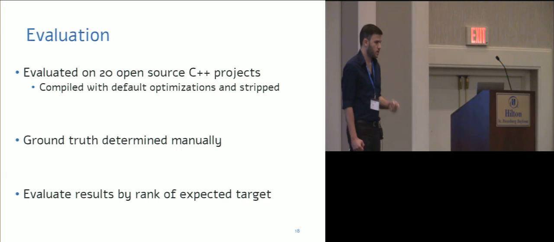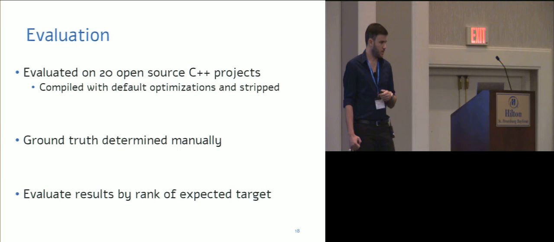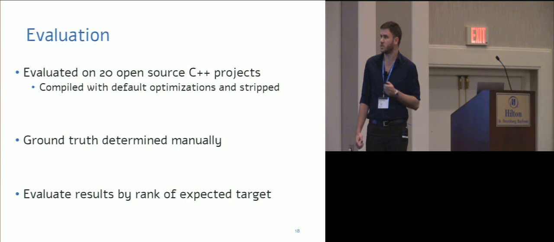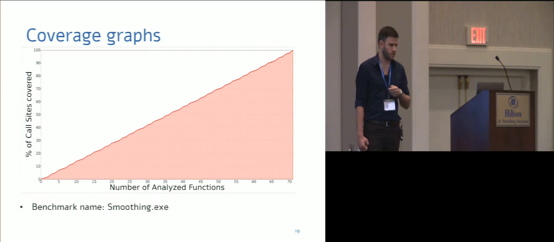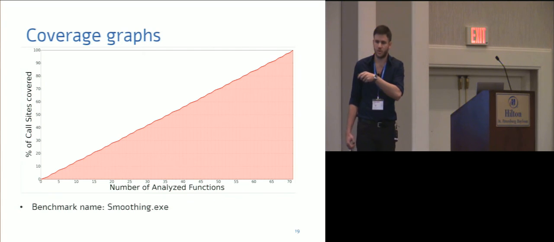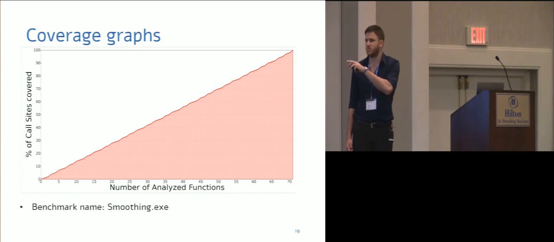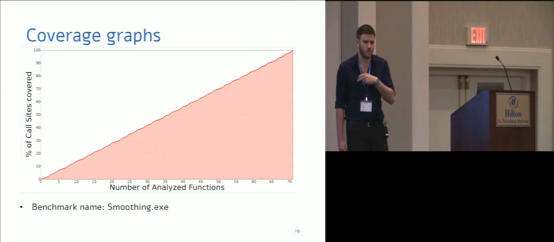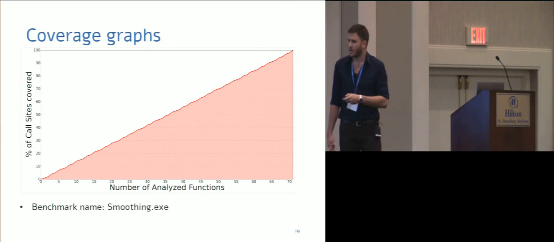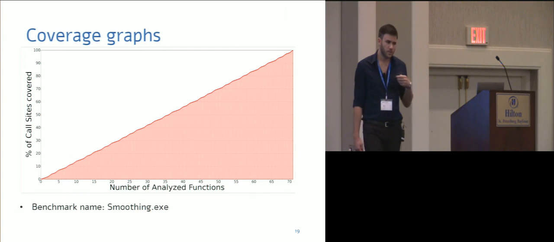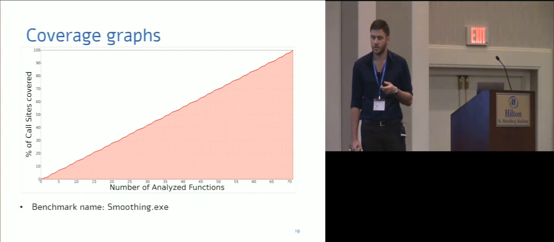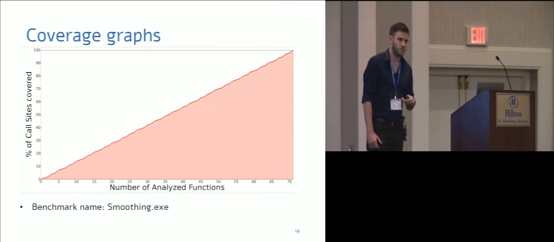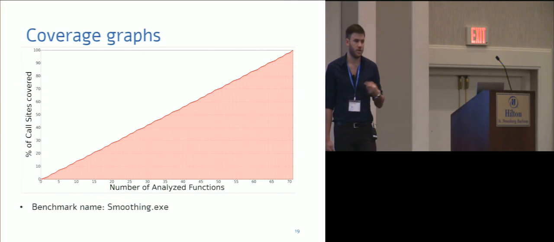And I want to look at one specific benchmark that we had. This is a benchmark called smoothing.exe. The graph I'm showing you here isn't the actual graph. You'll see the actual graph in a second. This is just easier to explain that way. And the x-axis is the number of targets, the number of functions the reverse engineer is going to consider for each virtual call.